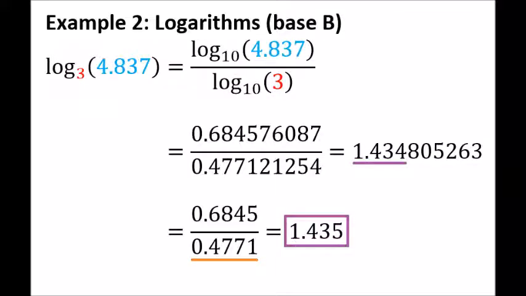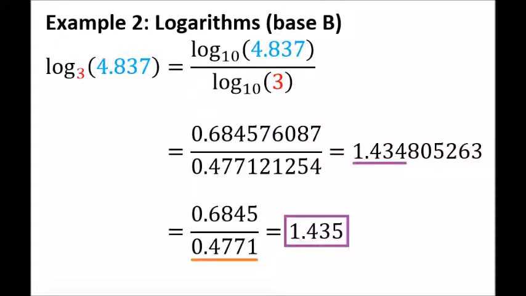What if the base of the logarithm isn't 10? What if we wanted to know the base 3 logarithm of 4.837, for example? Using our change of base expression, we would need to divide the two logarithms. The middle line shows the computation from a scientific calculator. The last line shows the result from using a log table.